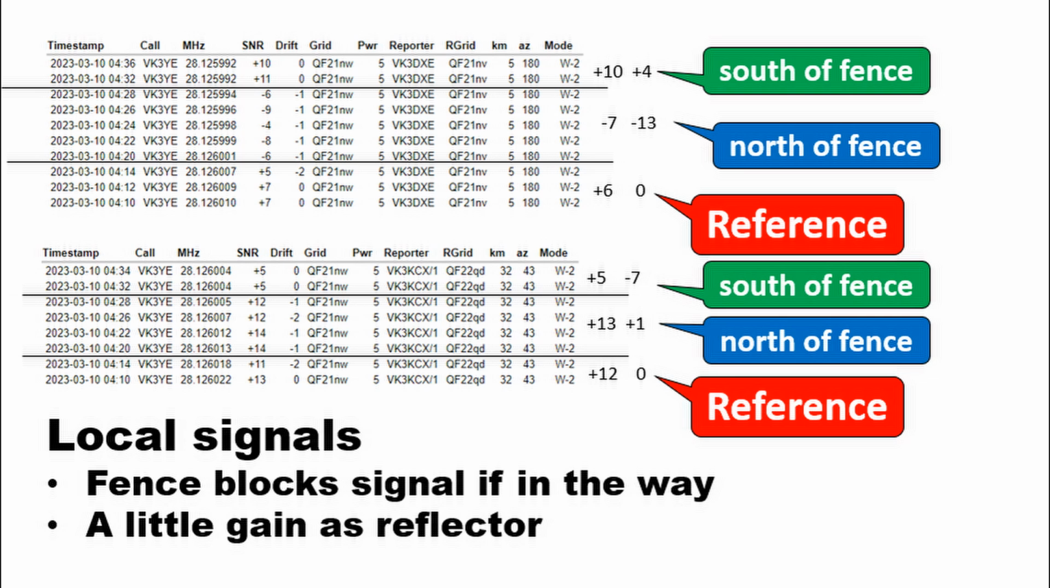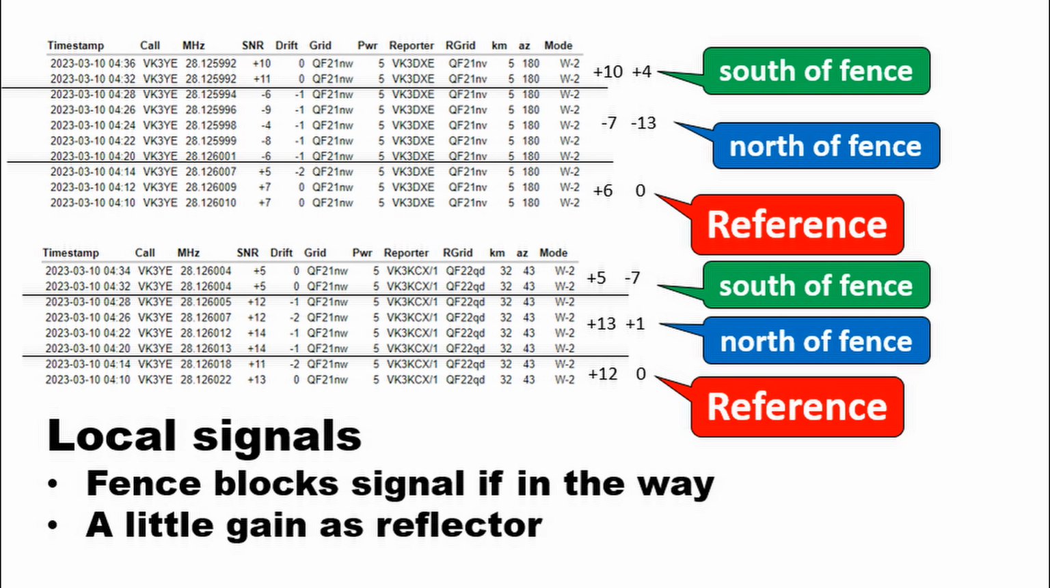Now, another station, VK3KCX, a bit further away, 32 kilometres away, and different direction, 43 degrees, so that makes it about northeast. If we take the reference location, yeah, around plus 12 dB. So he was actually getting me stronger there than VK3DXE, even though 3DXE was closer. Anyway, plus 12 dB from the open space location.